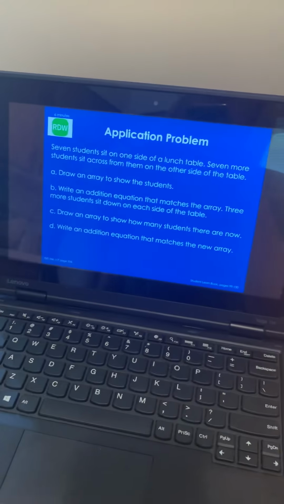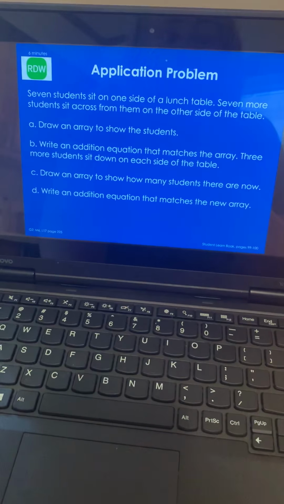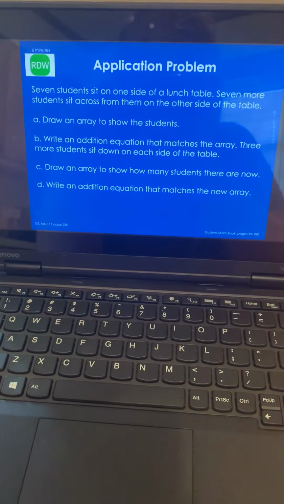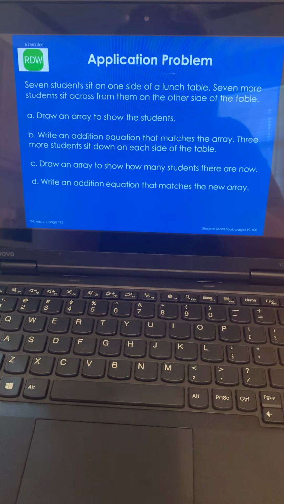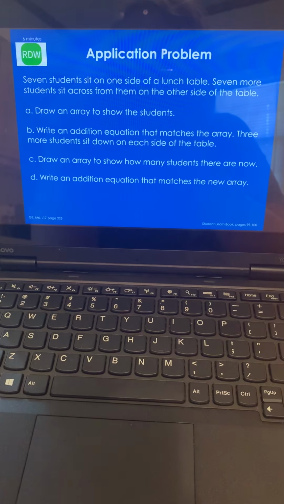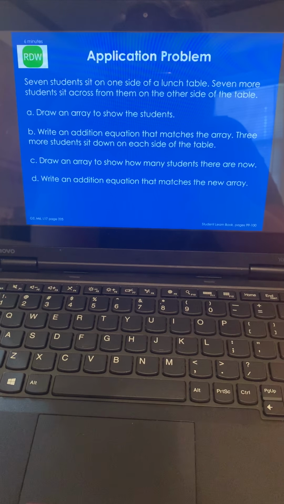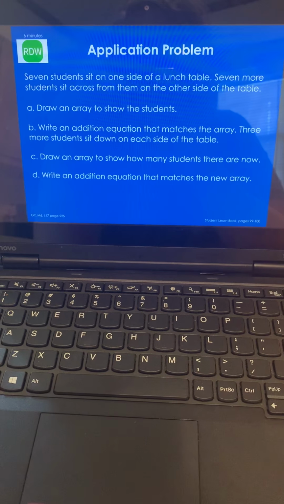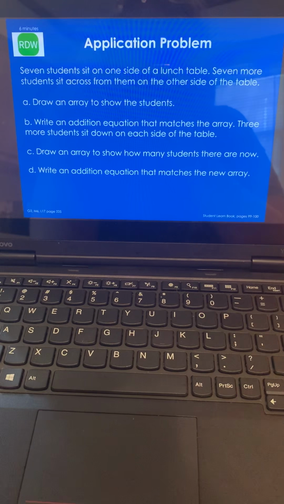Now let's look at our application problem. Again, this is one that you've seen before, but we're still going to practice it. It says 7 students sit on one side of a lunch table. 7 more students sit across from them on the other side of the table. Letter A, draw an array to show the students. Letter B, write an addition equation that matches the array.